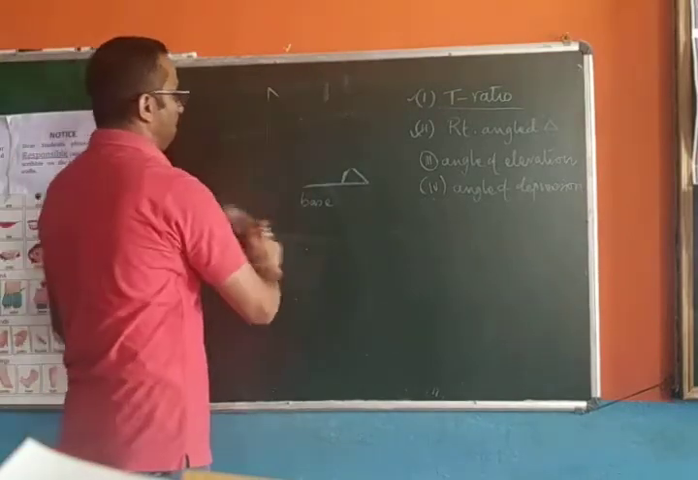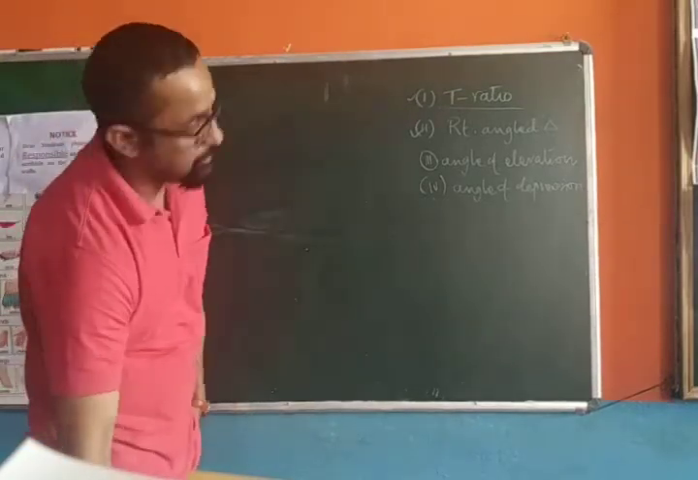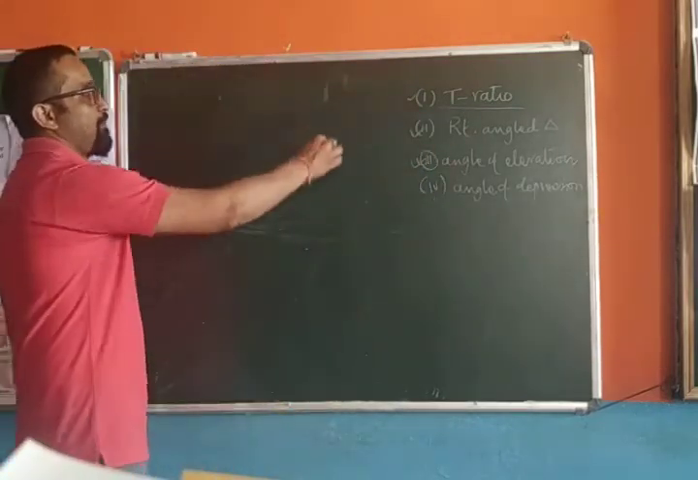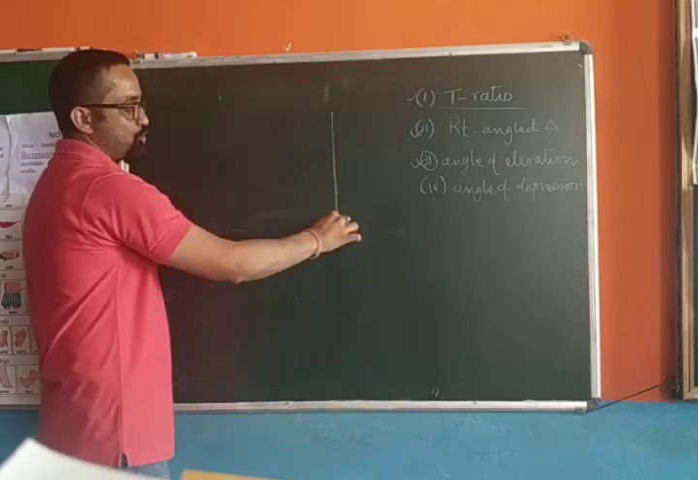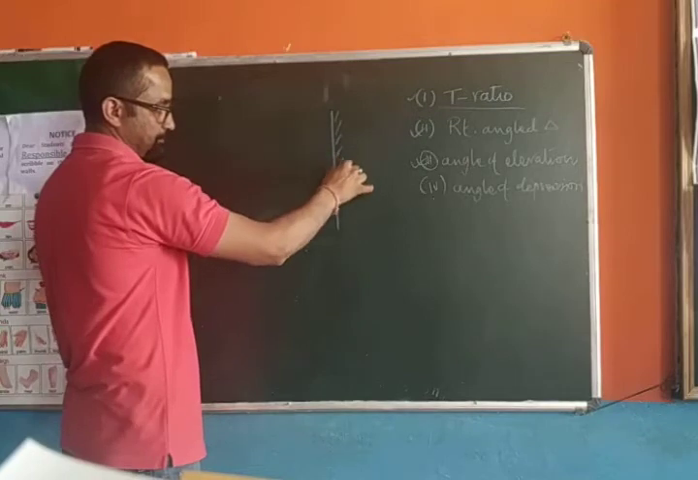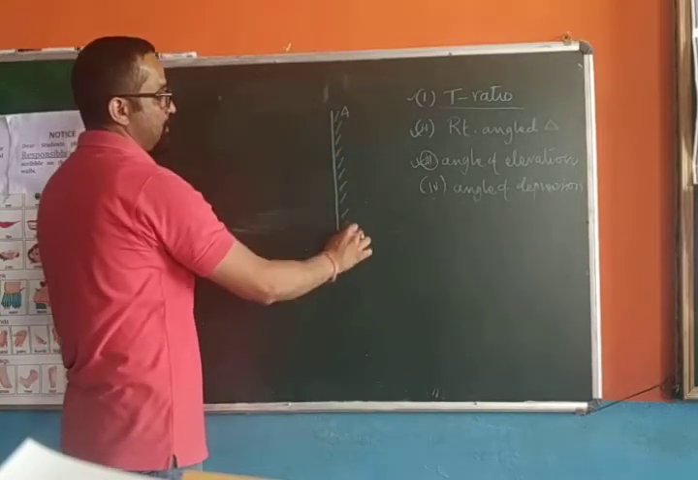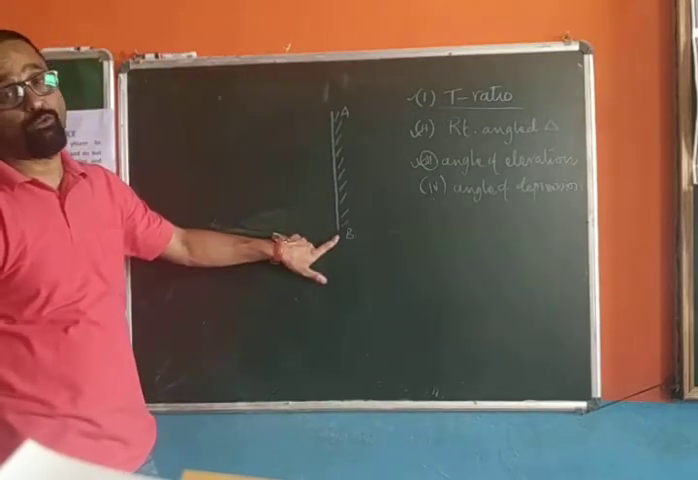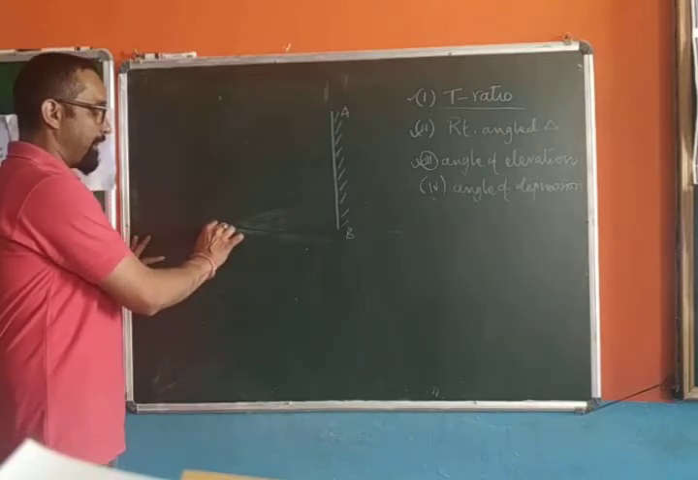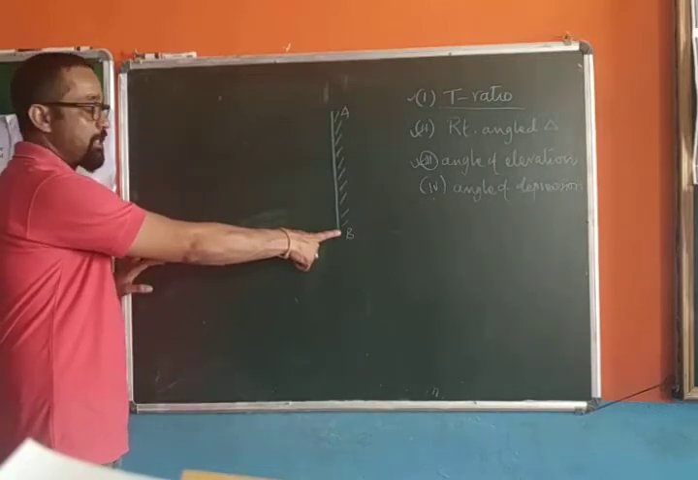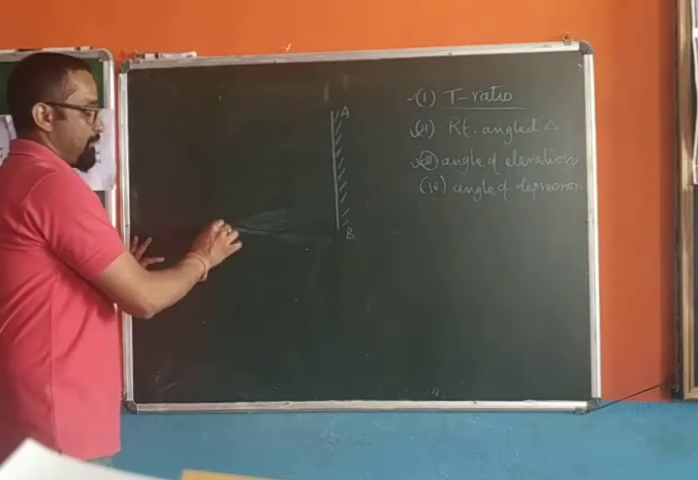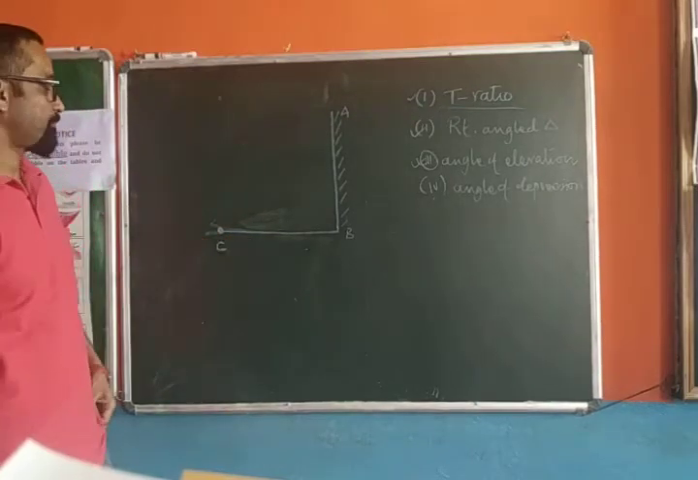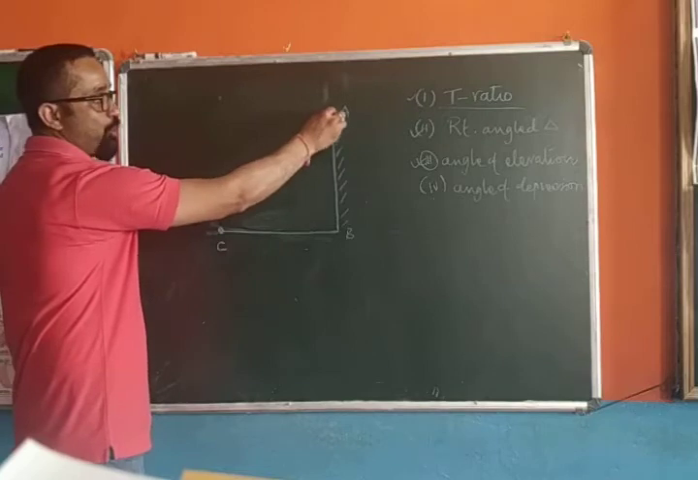Now look at the third one. Third one is called angle of elevation. Consider a tall tower. AB is a tower. A is the top of the tower and B is the foot of the tower. A man is standing at some distance from the foot of the tower. Now he is looking at the top of the tower.